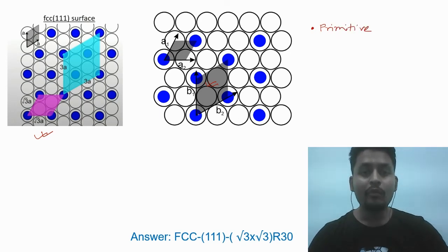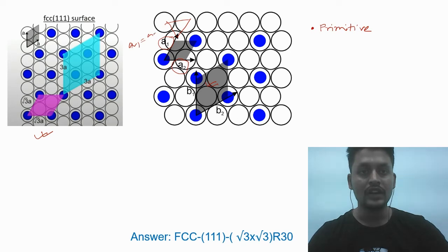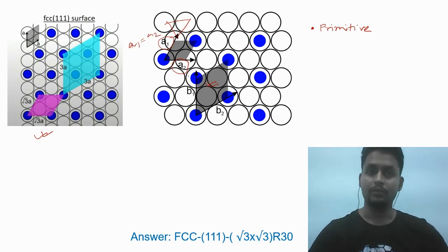Now let's see how much angle it is making with the surface unit cell. The surface unit cell is this, with the lattice parameters a1 and a2. This is an FCC 111 surface, because this is a triangular kind of thing. FCC 111 surface means this a1 and a2 are the same, so we can write a1 is equal to a2 as well.